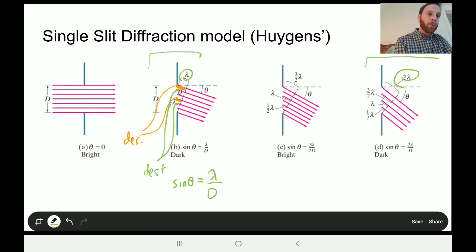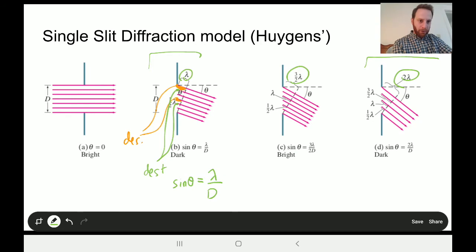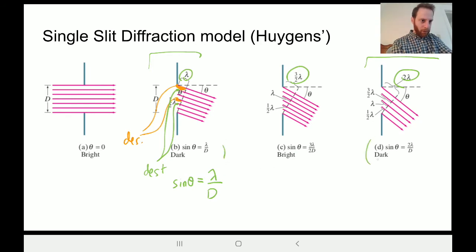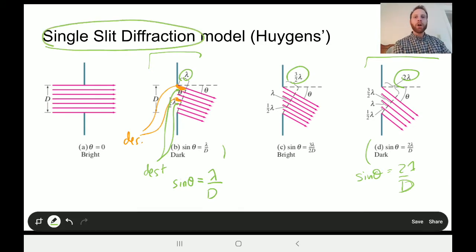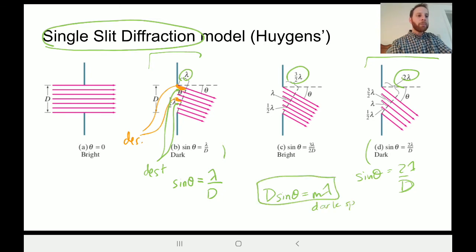Bright spots would appear as well. That turns out to be just slightly more complicated when this path length is a half integer. But the main summary here is, this formula works for this example when sine of theta is equal to 2 lambda over d. The moral of the story is that when you have single slit diffraction, you'll end up with the location of dark spots whenever d sine theta is equal to m lambda. So this is the location for dark spots with single slit diffraction.